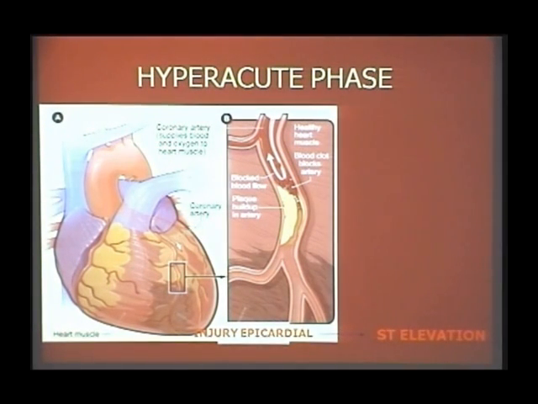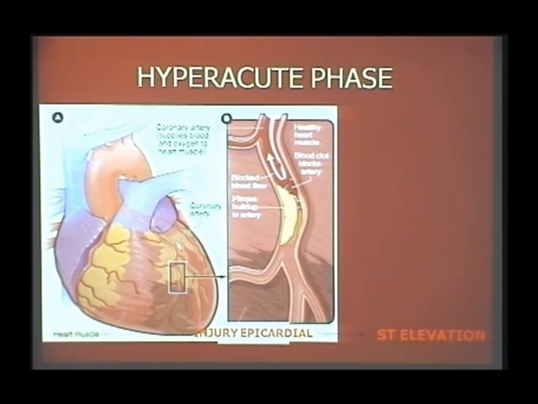So first we look at the most important phase, which is the early hyperacute phase. We already told you there is a total occlusion, so no blood is flowing through the distal myocardium. So the myocardium which is perfused by this artery first undergoes an injury. So it is not as if it is going to have straight away infarction. So in the first few hours, this myocardium has no infarction at this point. It is only injury.